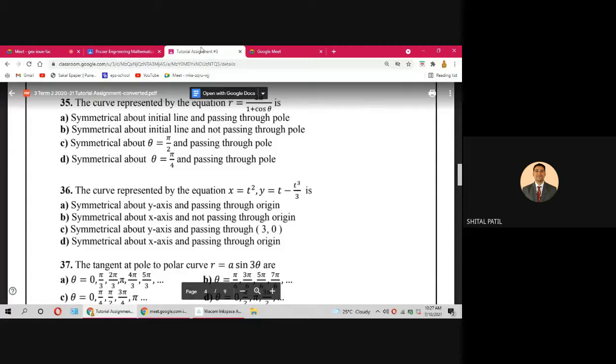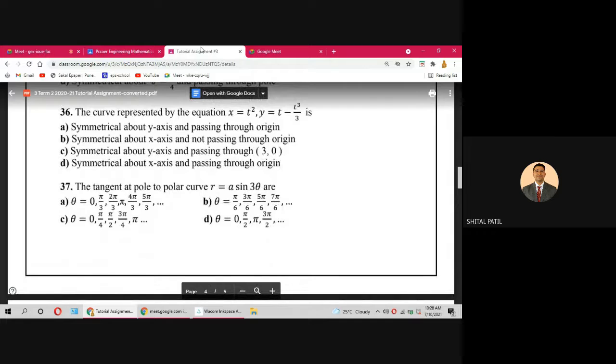Okay. Now we want to check whether it is passing through the pole or not, the origin. And for that, what is required? For the same value of t, both x should be 0 and y should be 0. Very simple. Substitute t equal to 0. See, x equal to 0 as well as y equal to 0. So the curve is passing through the origin. Okay, so A option is correct. Getting everyone? Okay, the curve is symmetric about the y-axis and passing through the origin.